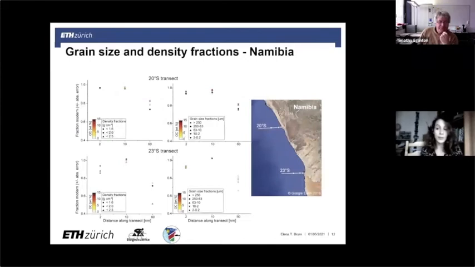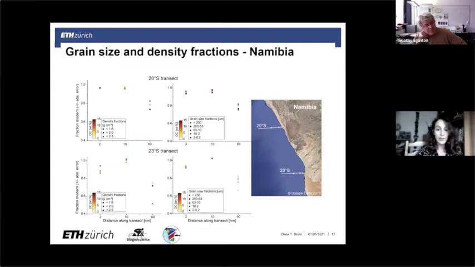These are 6 samples from the Benguela upwelling system, which we collected in 2019. A short explanation: on top we have data from the 20 degrees south transect. At the bottom we have the 23 degrees south transect. On the left we have density fractions, and on the right we have grain size fractions.